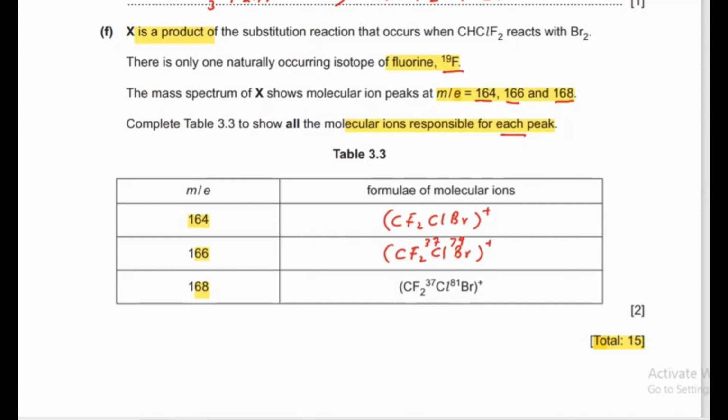So this molecular ion is responsible for the peak at 166. Again, we can reduce two numbers here because bromine has two isotopes, 79 and 81. We have already shown that. Now we know that chlorine also has two isotopes, 37 and 35. So just copy the number 79 because we have to reduce two more numbers to get 164, and replace the chlorine 37 with 35. So we'll get the answer. So these are the two molecular ions which are responsible for the peaks at 164 and 166.